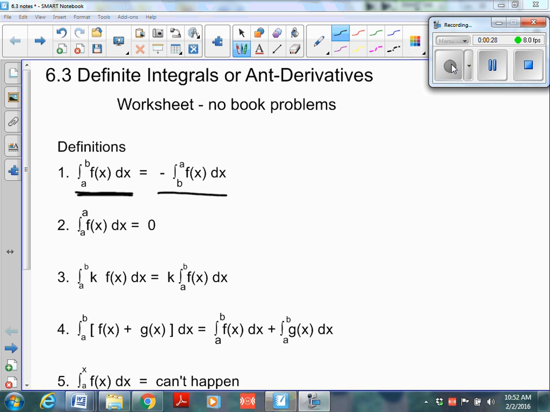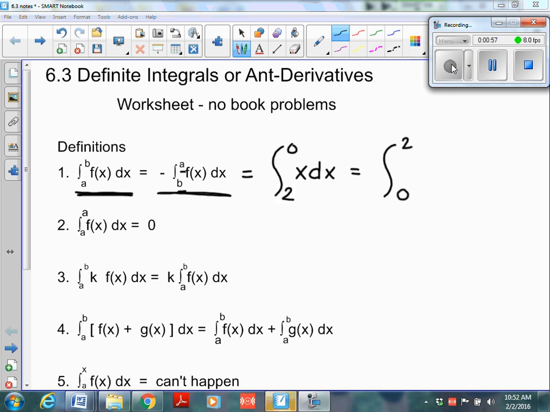if you want to flip the limits, do you notice that I flipped my limits? If you flip the limits, you need to put a negative sign in front. For example, let's say we're integrating from 2 to 0 of x dx. And you know that you usually should have the top number on the top, or the bigger number, I mean, on the top.